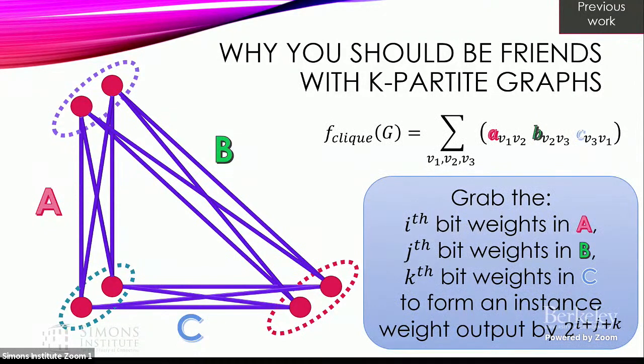And if you imagine creating one instance for every possible choice of grabbing an ith bit of all the weights in A, a jth bit of all the weights in B, a kth bit of all the weights in C, and then weighting appropriately by this 2 to the i plus j plus k, you now have a bunch of instances, and they're all 0, 1 instances of cliques, right? This is now just a k-clique problem. We're just counting cliques over 0, 1 graphs. So, in some sense, we're done.